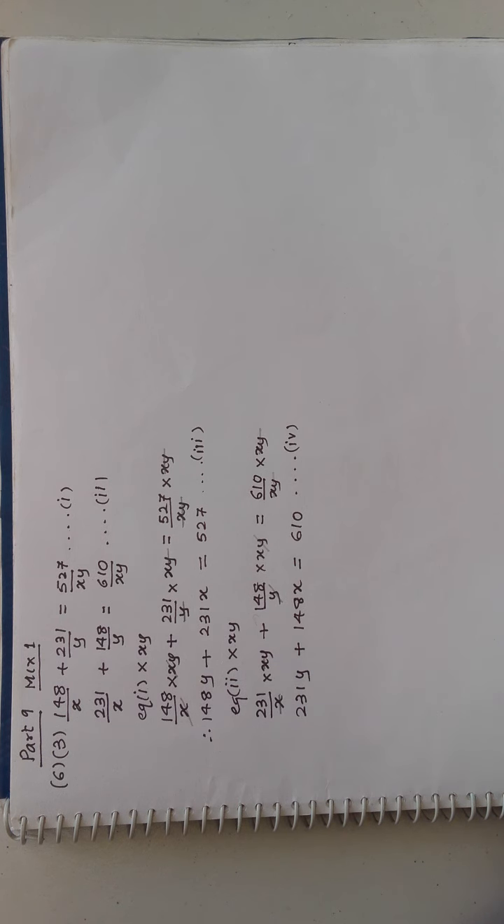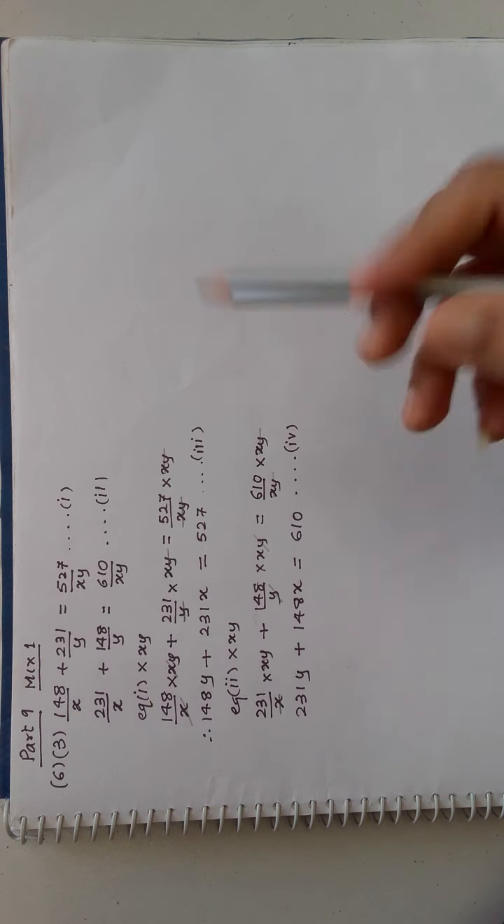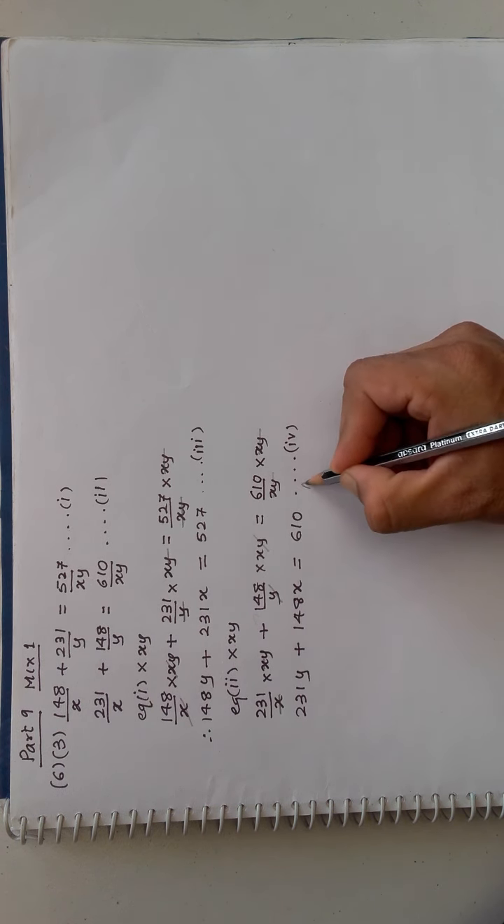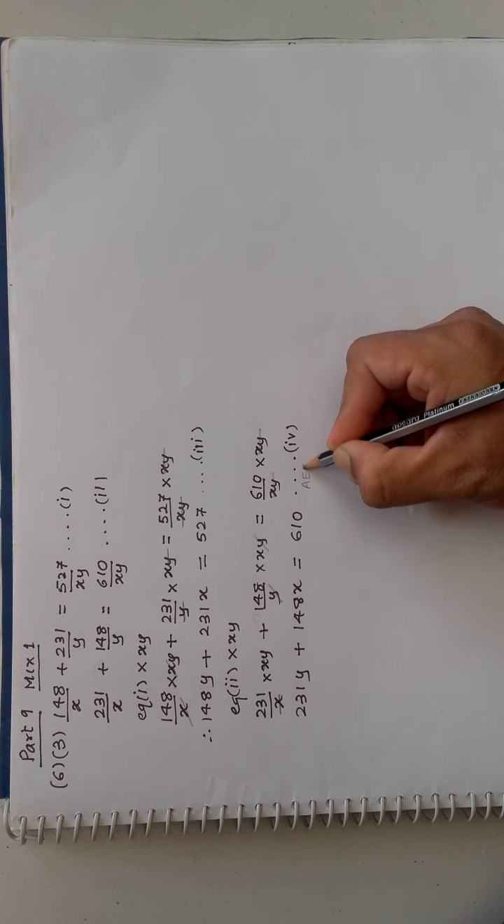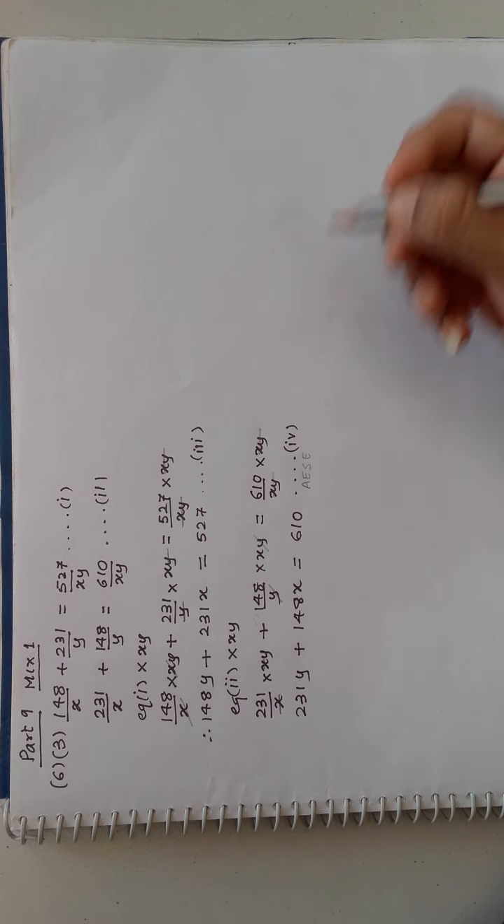148 with y, no issue. Okay, 231 with x. This 148 belonging to the third one is present here also, but it is with another variable, see here. And this also is present here. That means they are crosswise same.